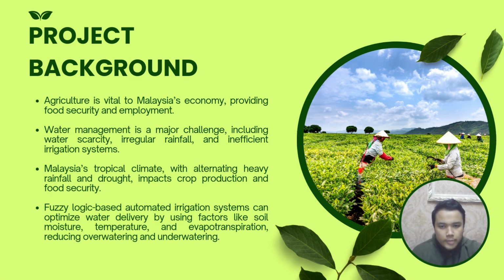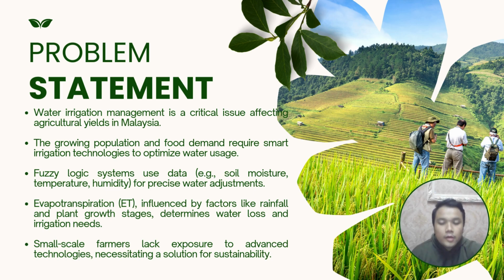Malaysia's tropical climate, with alternating heavy rainfall and drought, impacts crop production and food security. A fuzzy logic-based automated irrigation system can optimize water delivery by using factors like soil moisture, temperature, and evapotranspiration, reducing overwatering and underwatering. So now we move to the problem statement.